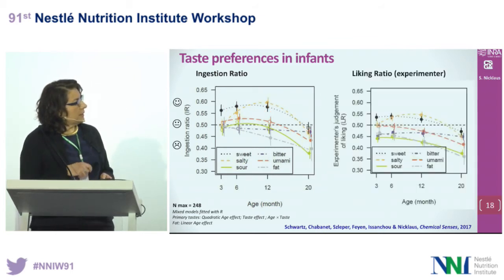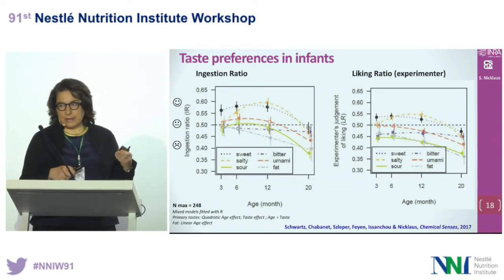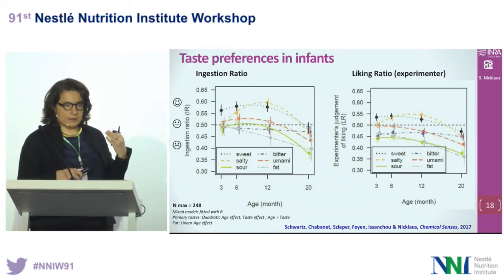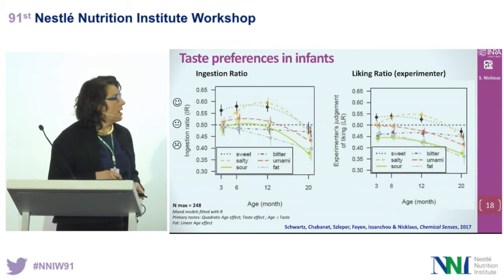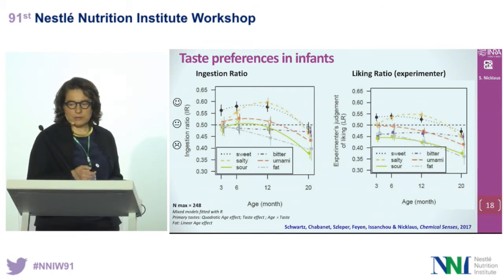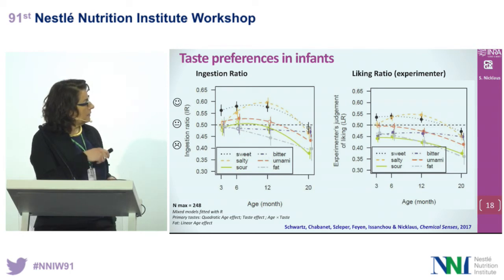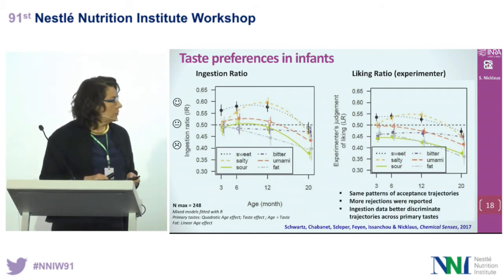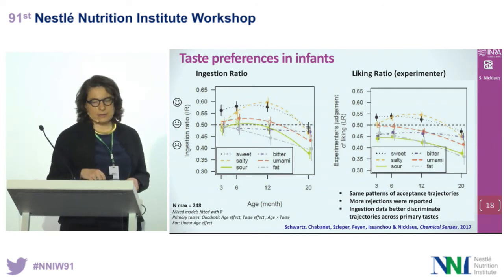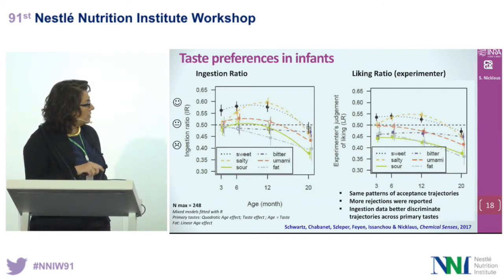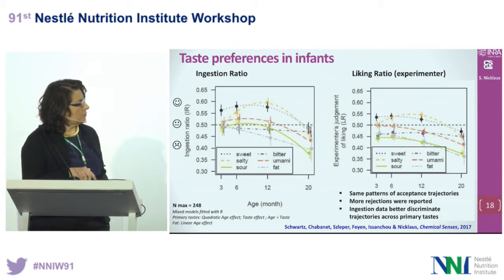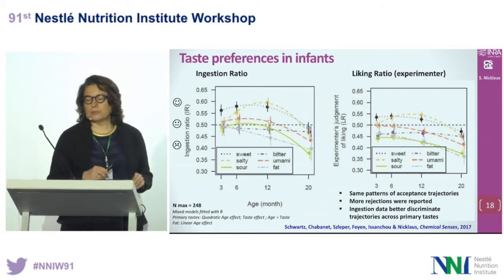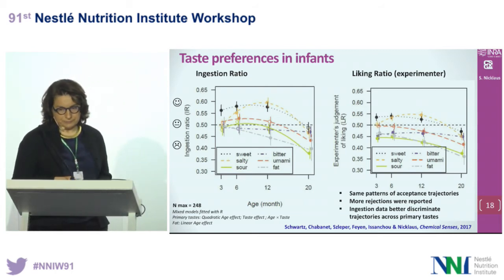Okay, when we looked at the liking ratio, as reported by the experimenter, just looking at the child when he drinks water from the bottle, we can see that the trajectories are pretty much the same, except that all evaluations are much lower. So we see the same patterns of acceptance trajectories, more rejections, and we show that, in fact, ingestion data better discriminate trajectories across primary tastes than the liking ratio. So for the rest of my talk, I will focus more on the ingestion data that we got.